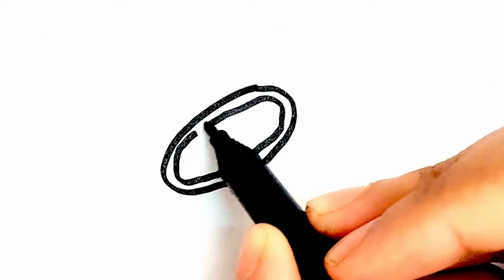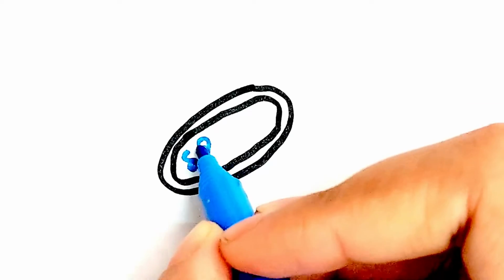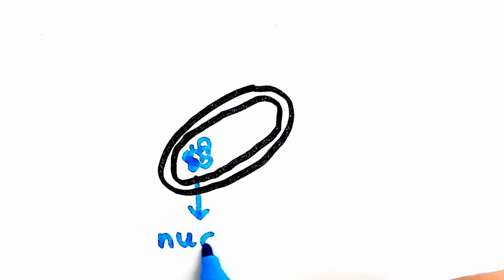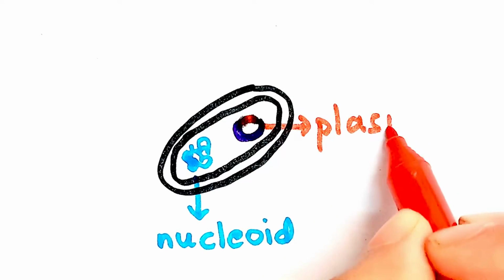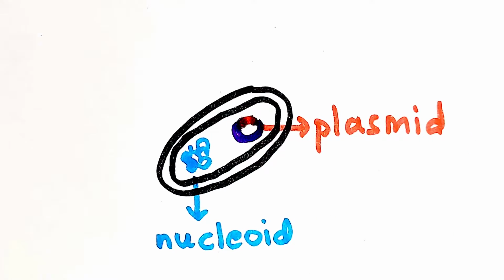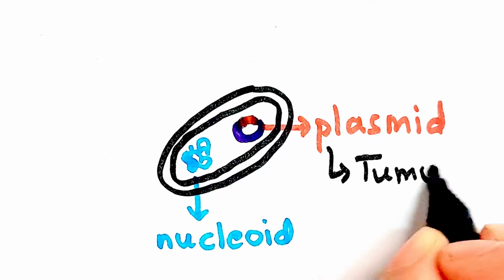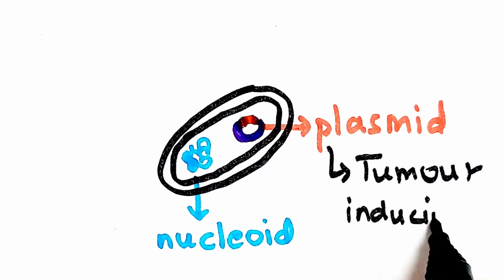Just like any other bacterial cell, it has a not so well defined nuclear region called the nucleoid, which contains all of its genetic material or DNA. But it also has an additional piece of circular DNA called a plasmid, which is independent of the control of the nucleoid and just kind of freely floats around the cell. It is this DNA which can code for tumor-inducing properties.